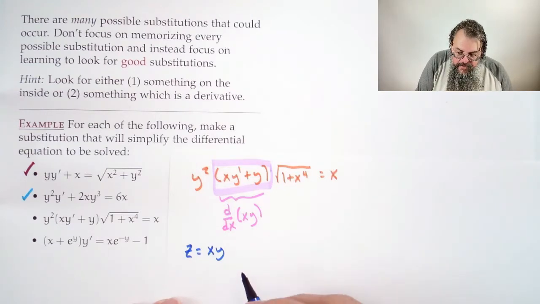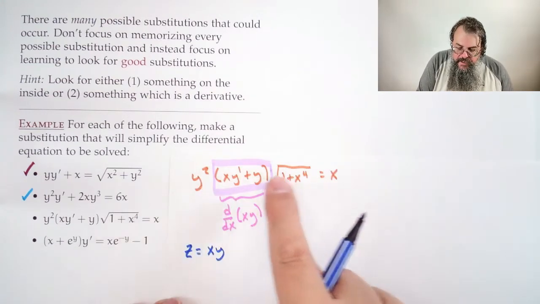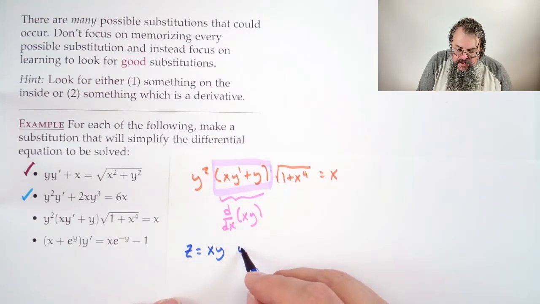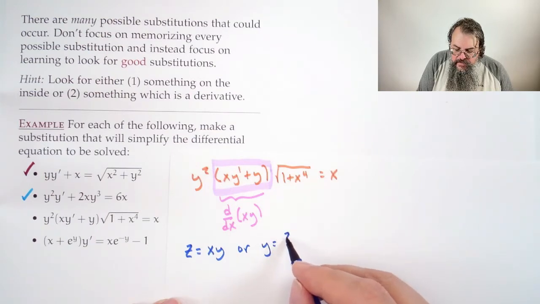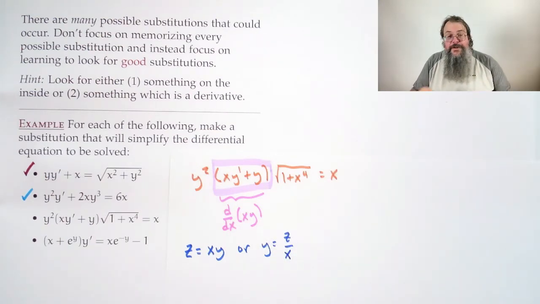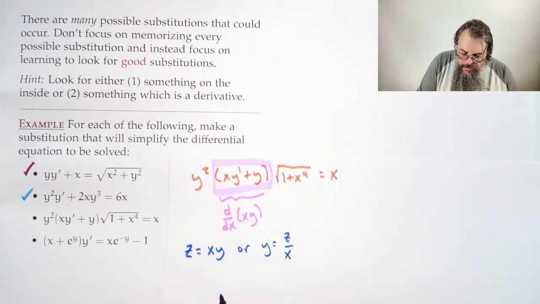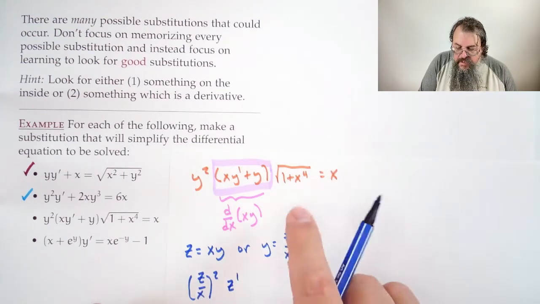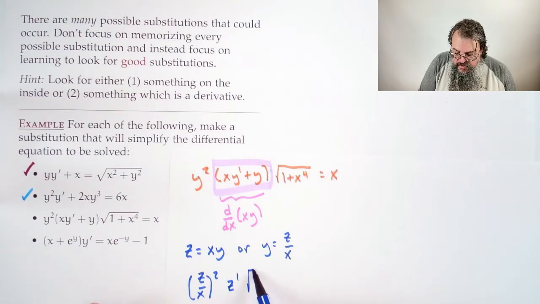So how can we do that? Well, there's a couple things you can do. You can multiply everything by x squared, and then you have an x squared y squared. Or you could say, look, y is equal to z over x. Eventually, whichever way you pick, you'll get there in the end. Okay, so we now have, if we make this z over x squared, that's the y squared, times z prime, times the square root of 1 plus x to the fourth is equal to x.